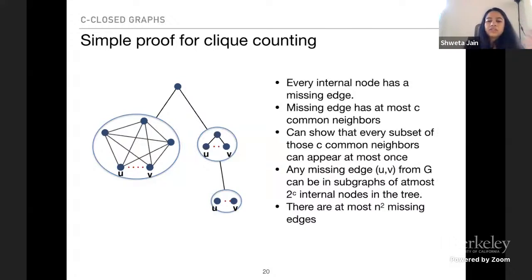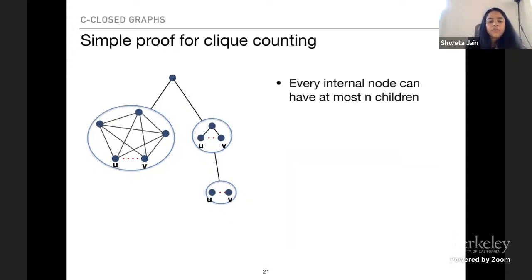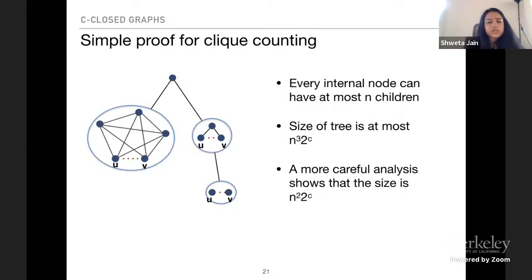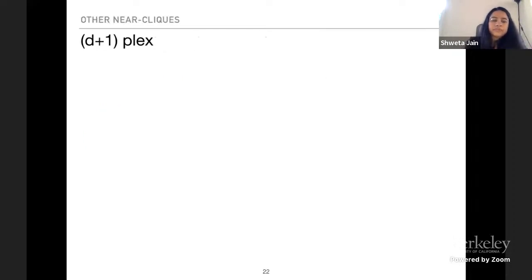And so since we have at most n squared missing edges, that means that the number of internal nodes here would be at most n squared times 2 to the C. And since every internal node can have at most n children, that gives us that the size of the tree can be at most n cubed times 2 to the C. And if you're a little more careful, you can show that it is actually n squared times 2 to the C. Okay, so that was just to give a taste of what kind of things we can do in the C-closed setup.